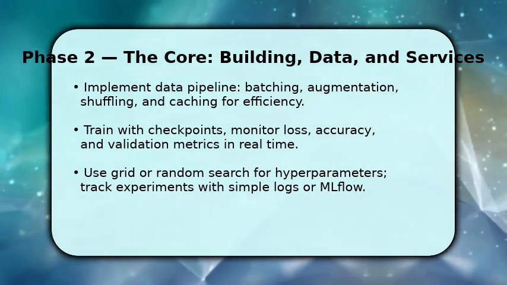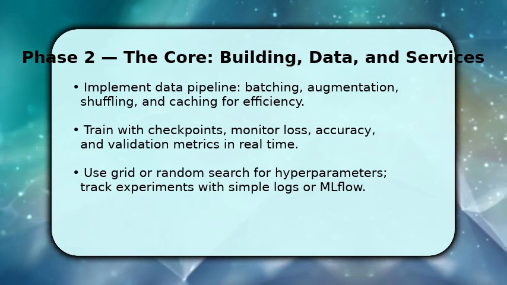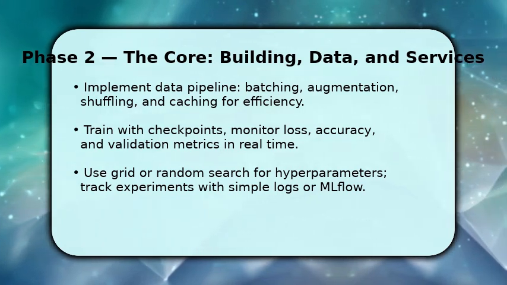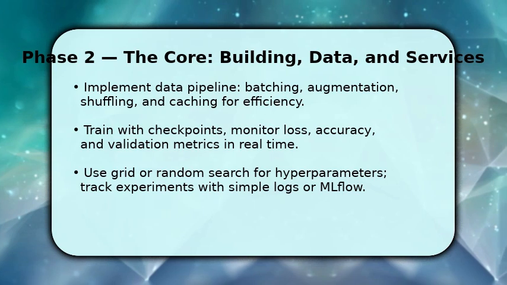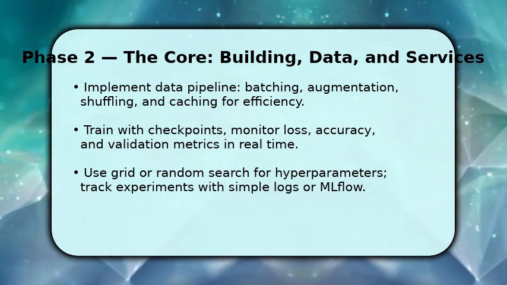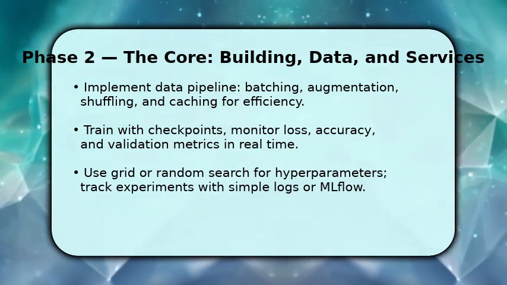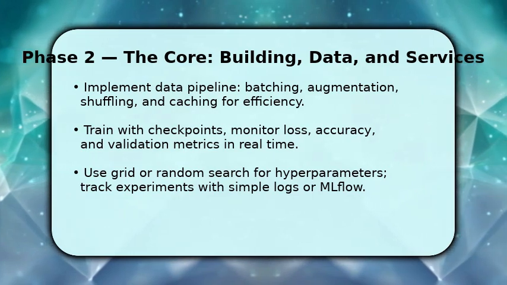Then tune hyperparameters via grid or random search. Focus on learning rate, batch size, and regularization strength. Log every run with timestamps and metrics, so comparisons are accurate and reproducible when you iterate.